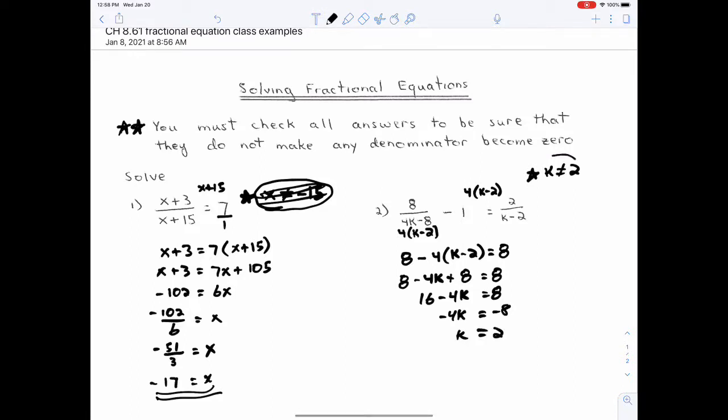But what happens? K can't be -2. So we have to cross that off, and there's nothing left. So there is nothing that will make this statement true. Okay? That's all this served the purpose of doing. This k is not 2, is telling us what we have to throw out. Because notice, k being 2 would make these denominators become 0. And all it has to do is make one of the denominators become 0.